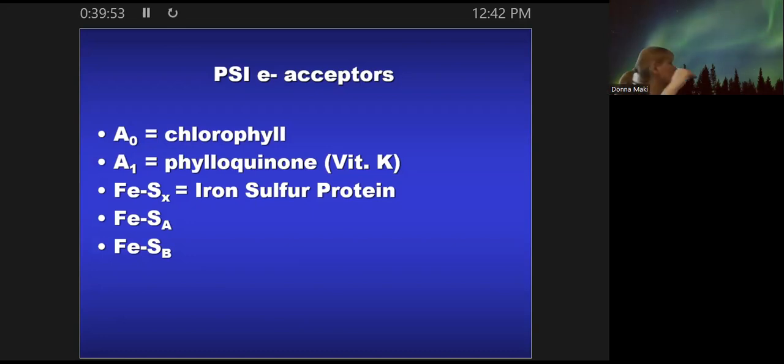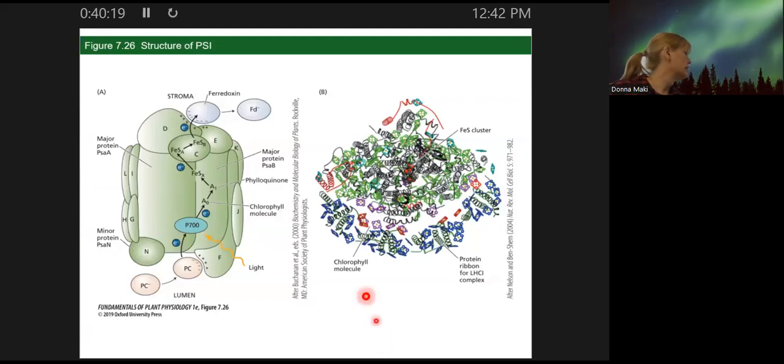All right, so that electron that's excited in the reaction center gets given off to A0, who then gives it to A1, who then gives it to X, and to A, and B. And that's all within photosystem 1. So this next image is putting it into a visual. They're trying to show this light energy striking the chlorophyll in the reaction center. And then you're seeing the electron flow from A0 to A1 to iron sulfur X, A and B.